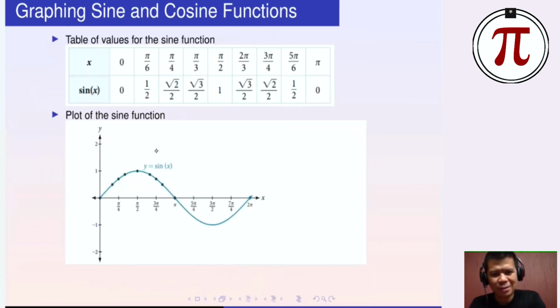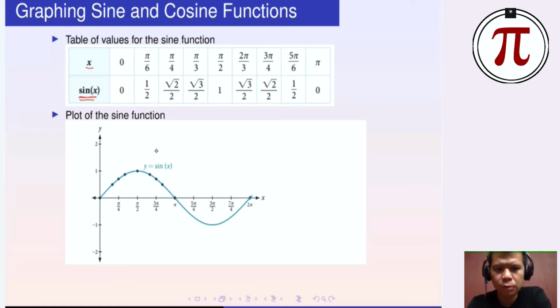All right. So let's consider graphing the sine and cosine functions. How to graph them? What we do is select certain points, say for sine of x. We have x values and sine of x values. We can select certain values for x, find the value of sine of x, and then use a smooth line to connect them.